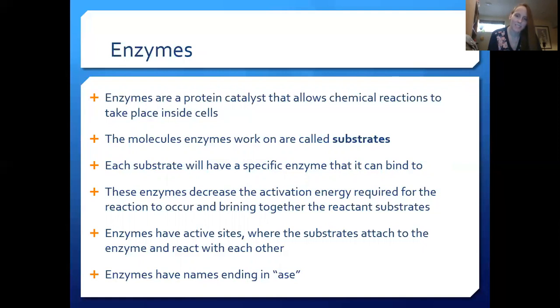Again, the enzymes decrease the activation energy that would be required for the reaction by bringing together the substrates in the correct orientation. Enzymes have something called the active site, which is where the substrate attaches to the enzyme and reacts. And enzymes tend to have names that end with ASE, so you can usually identify them by things like lactase or amylase. They end in that ase ending.